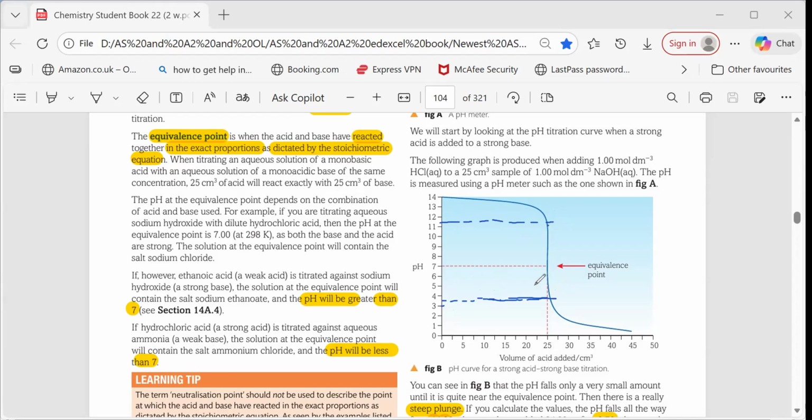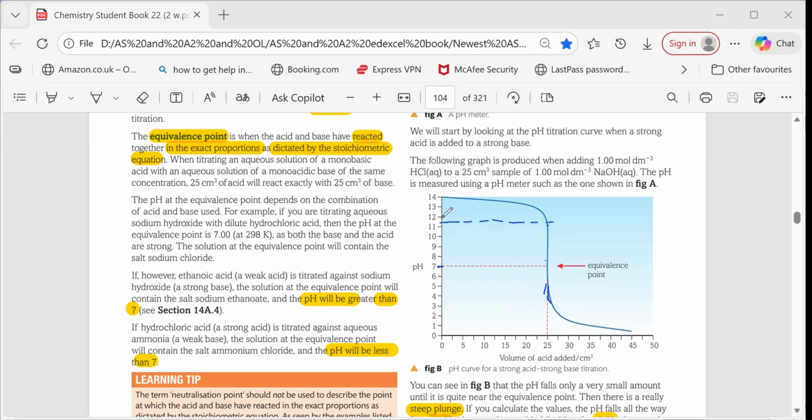This vertical line, of course, here they drew it a little bit up. It should be from 3.5 to 11.5. And you will see that since we have a strong acid titrated with a strong base, the midpoint should be in the middle between them. And here the midpoint is 7.